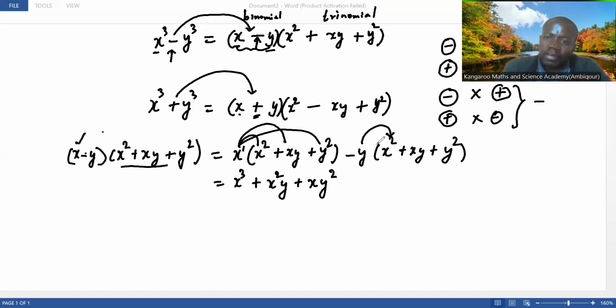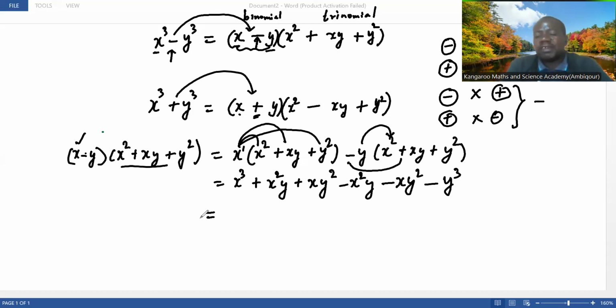So here we're going to multiply together with the negative. This will be negative x squared y. Positive times negative, this will be negative x, y times y is y squared. Negative times positive is negative. Then what is y times y squared? Exponents, y to the exponent of 3. Then we group the like terms.